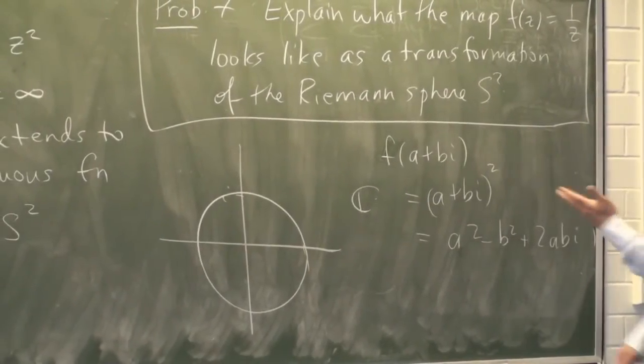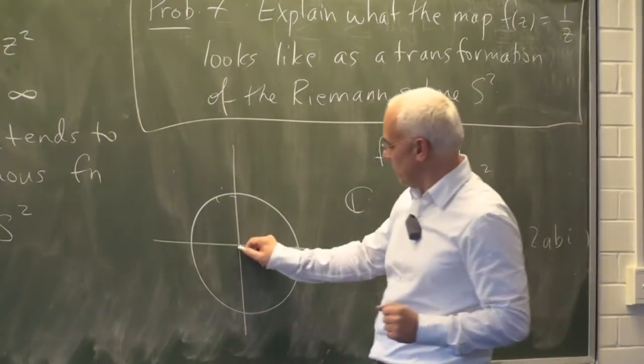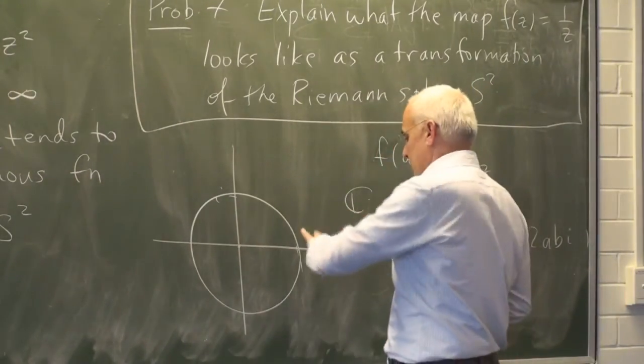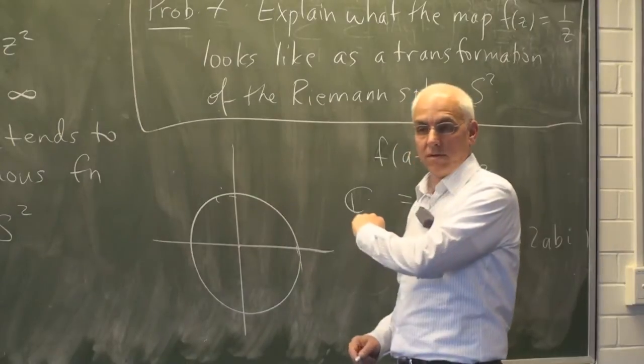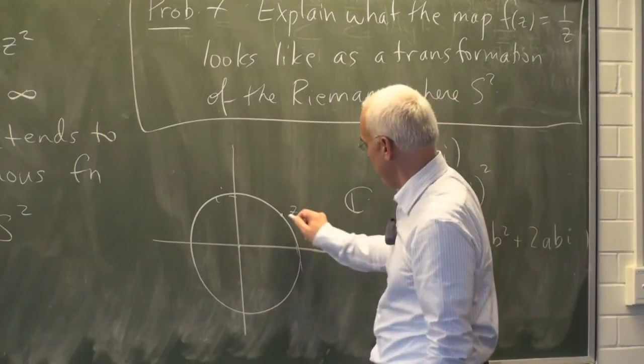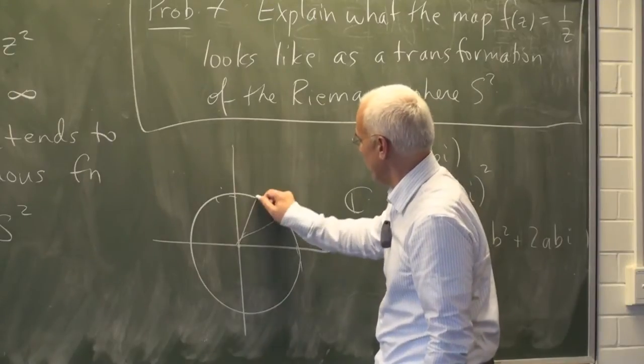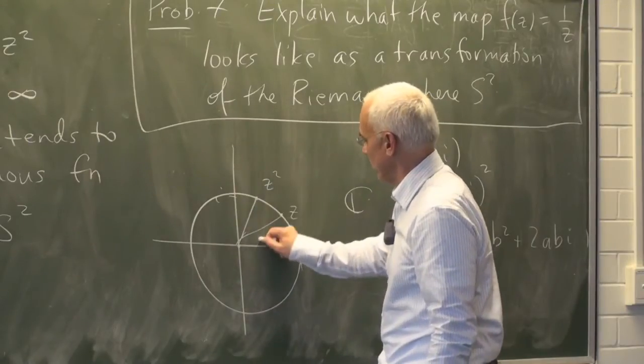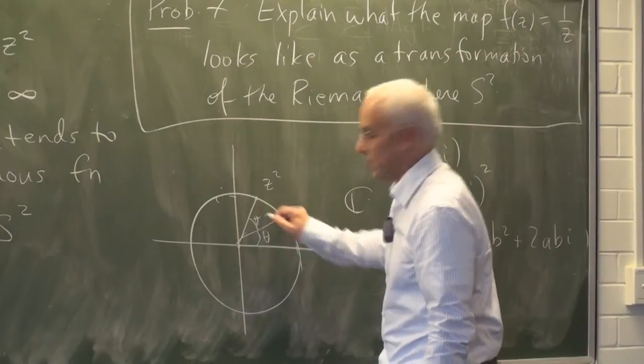That sound right? Yeah, that's the map. Okay, so what does it do? Well, it sends 0 to itself. It rotates the unit circle. So if we have a point z here, at an angle theta, then z squared will be at an angle 2 theta.